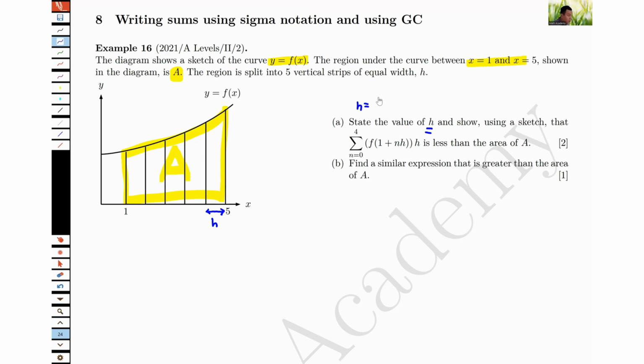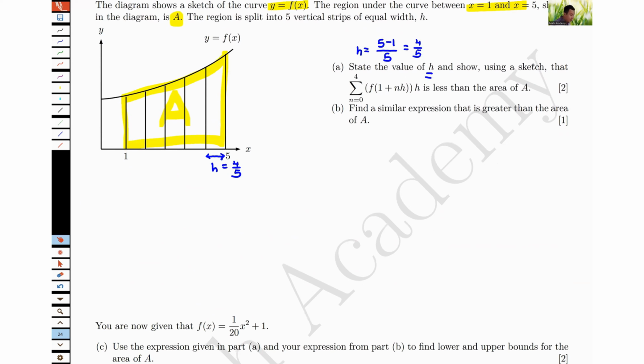So h will be the total length from 1 to 5, which is 5 minus 1. And altogether, you have got 5 vertical strips. So you divide by 5, we get that to be 4/5. Okay, so each of these h is 4/5. And then they say, can you use a sketch? You're supposed to redraw something to show them that this summation is less than A. So it's not easy for you to understand a particular sum. If we don't understand it, can we write out all the terms and try to observe?